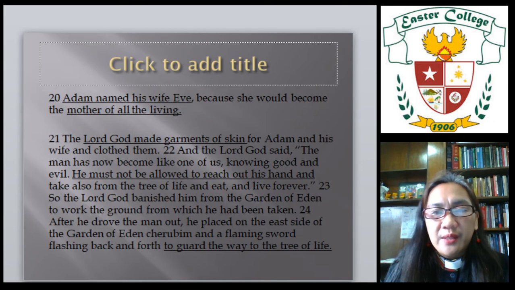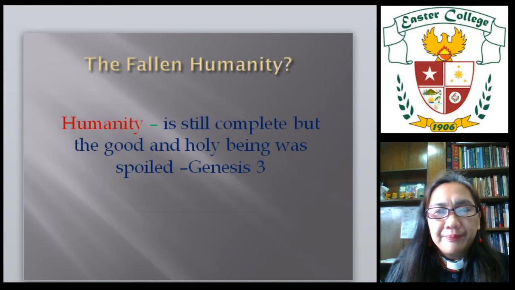And the Lord God said, "The man has now become like one of us, knowing good and evil. He must not be allowed to reach out his hand and take from the tree of life and eat and live forever." So the Lord God banished him from the Garden of Eden to work the ground from which he had been taken. After he drove the man out, he placed on the east side of the Garden of Eden cherubim and a flaming sword, flashing back and forth, to guard the way to the tree of life.